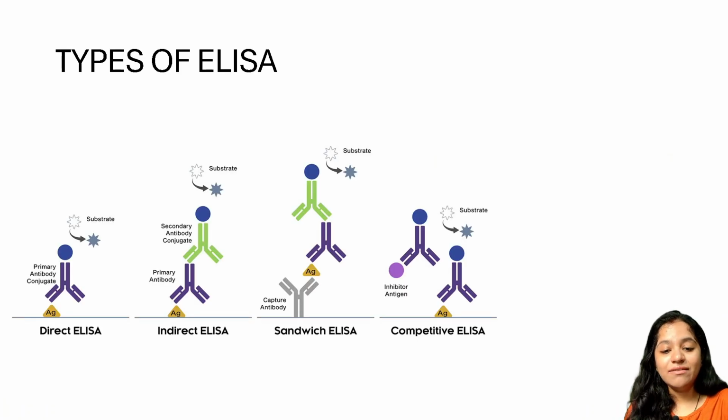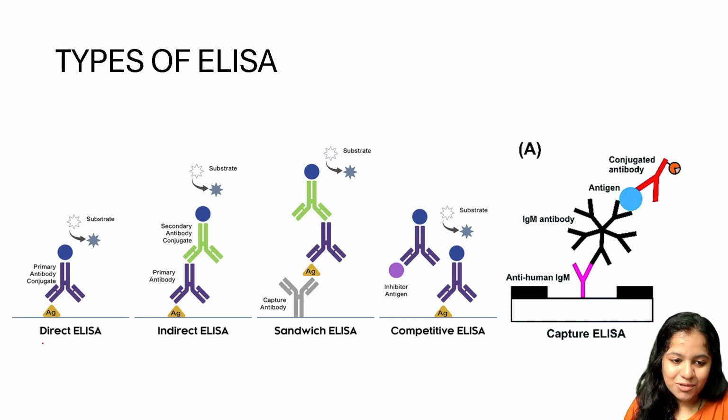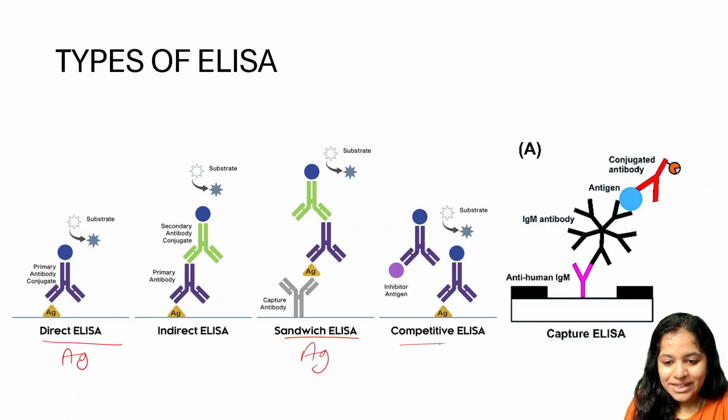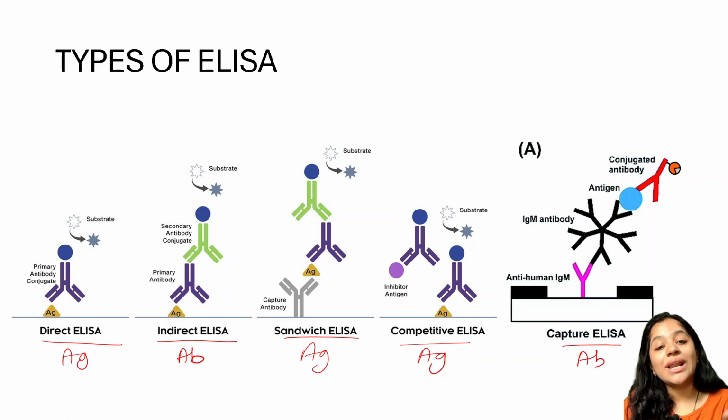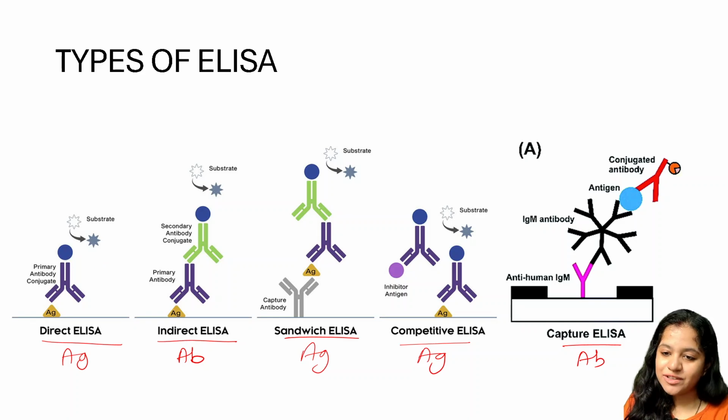Now, this was everything about the principle, and now we will see the types of ELISA. We have various types of ELISA. Out of everything, your direct ELISA, your sandwich ELISA, and your competitive ELISA, in these we are looking for antigen in the patient's serum. But for your indirect ELISA and your capture ELISA, we are looking for antibody in the patient's serum. We will look at each one of them individually.